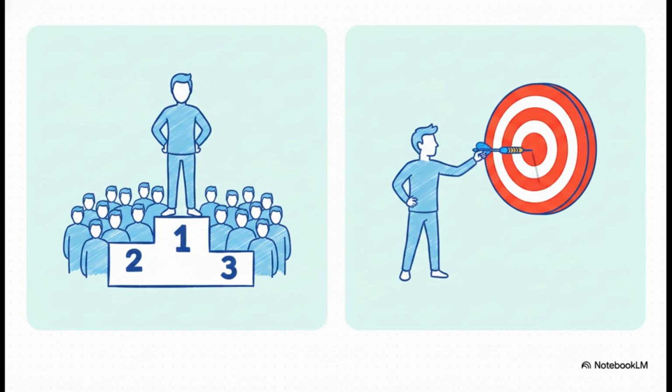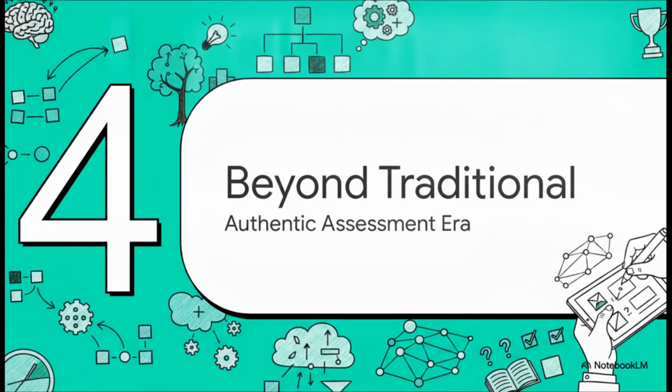Or are we comparing a student to a specific learning standard? That's a criterion reference test. In this case, your score doesn't depend on anyone else in the room at all. It only measures if you individually achieved that set mastery level. Next up, Section 4, Beyond Traditional Testing, Entering the Authentic Assessment Era.